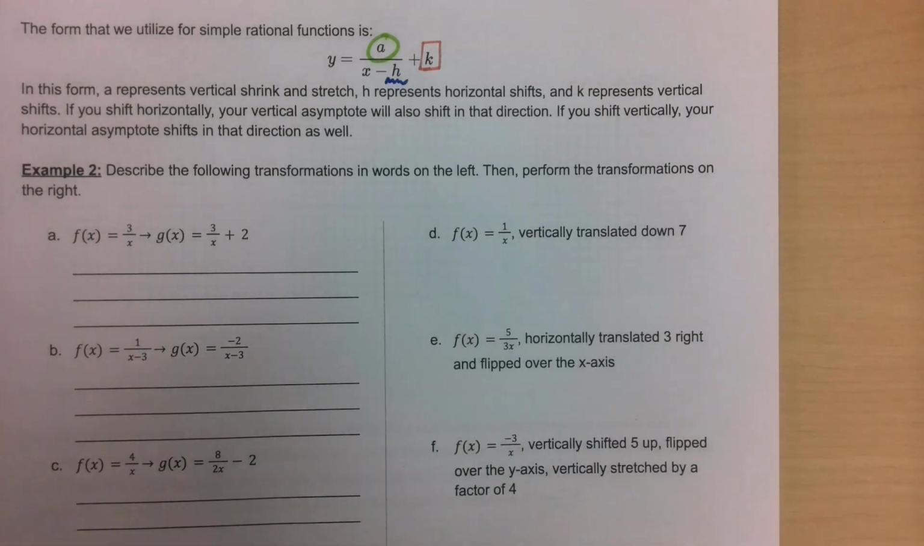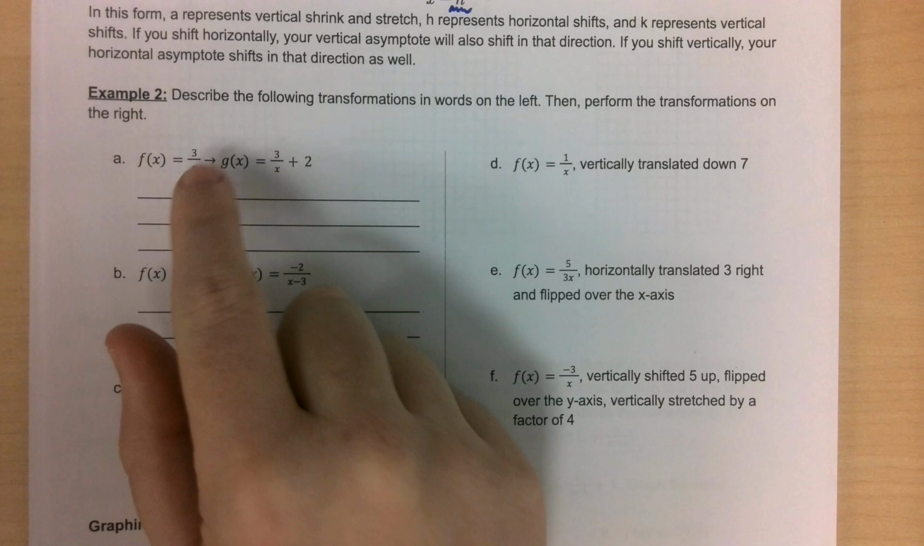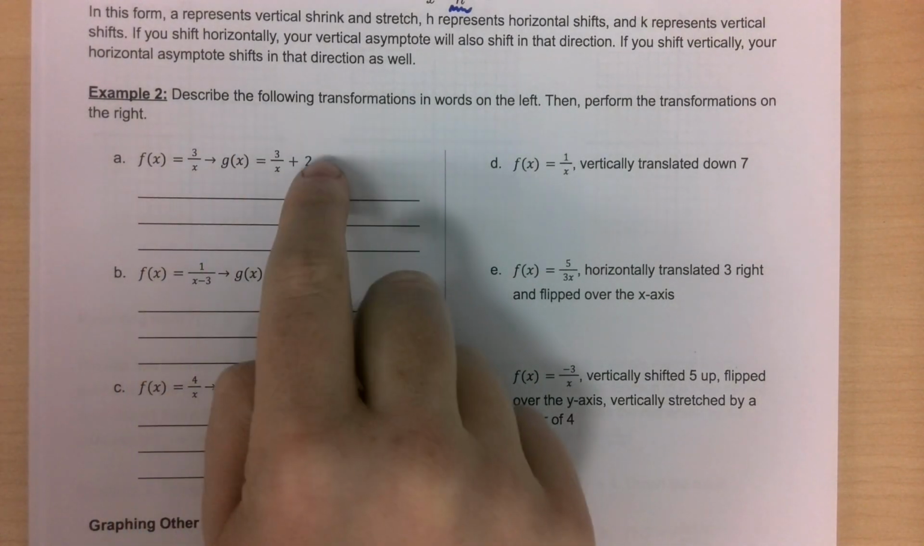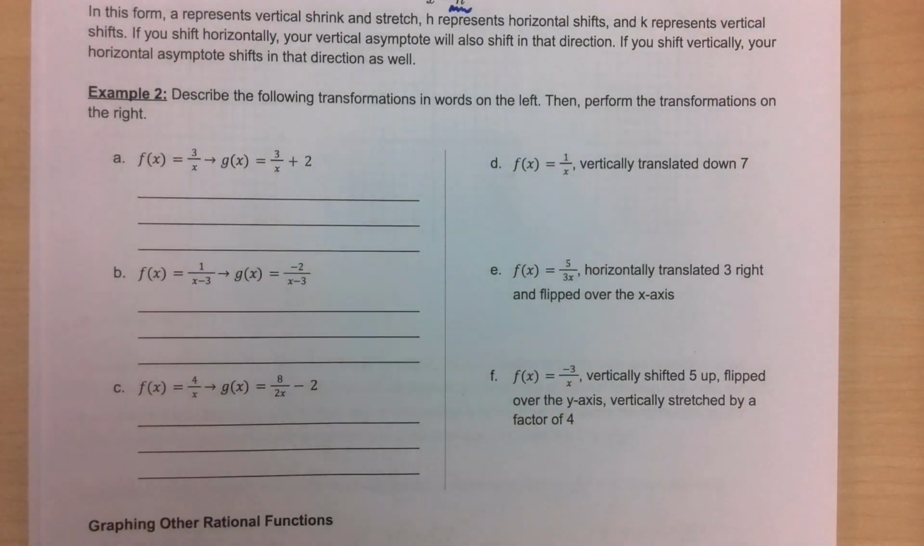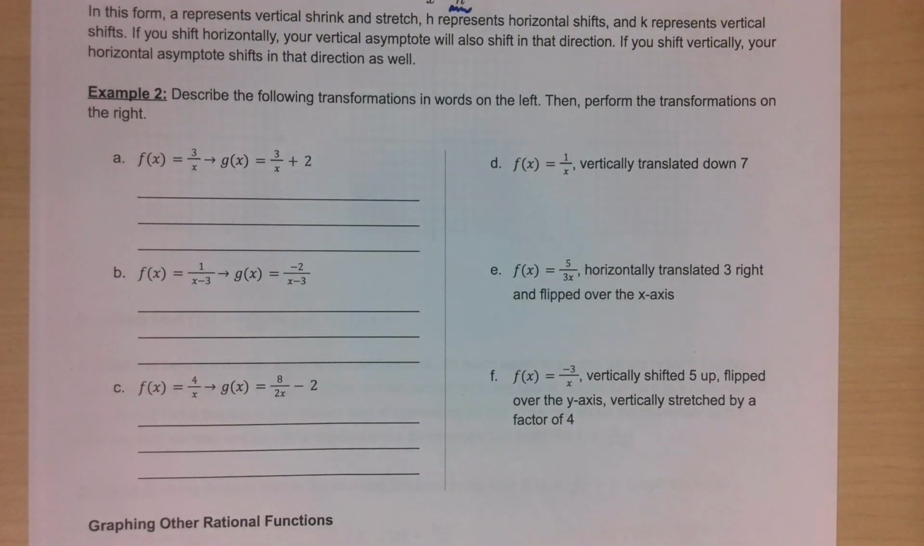At this point in time, I think we have enough information for us to try out some transformations. So, here's what we've got. On the left, we've got some problems where we have an original and then a transformed version, and you've got to describe in words what it is. On the right side, it's kind of the opposite. I'm describing in words what the transformation is, and you've got to write out the equation.